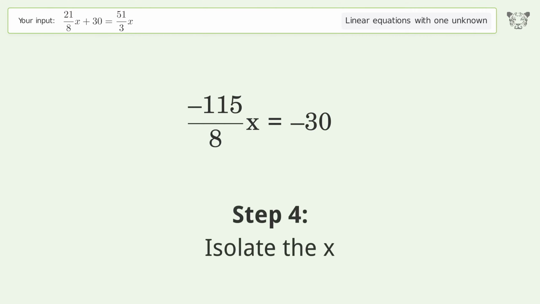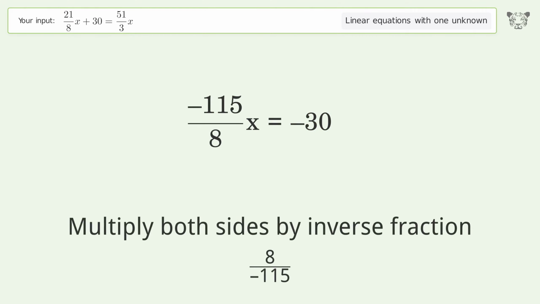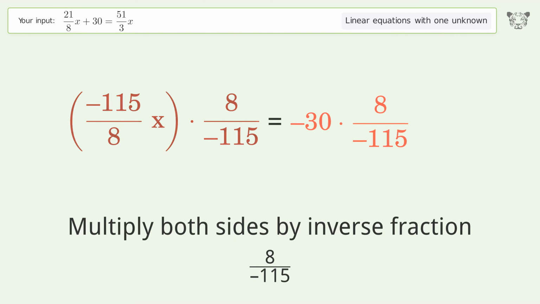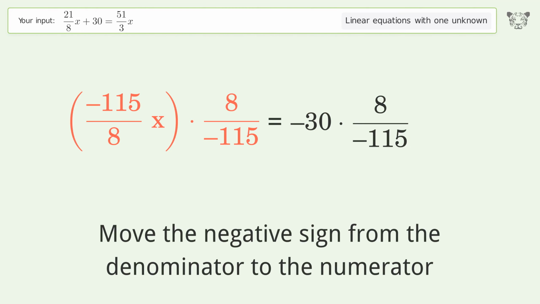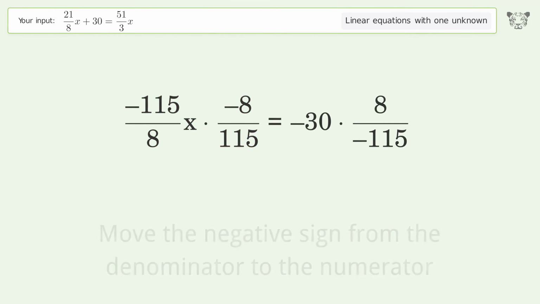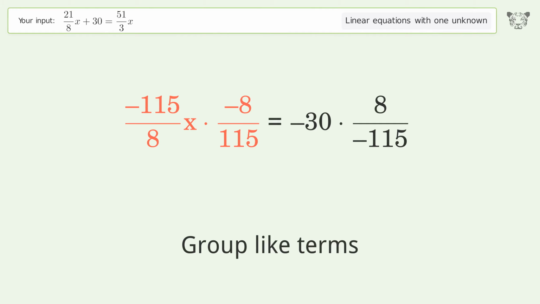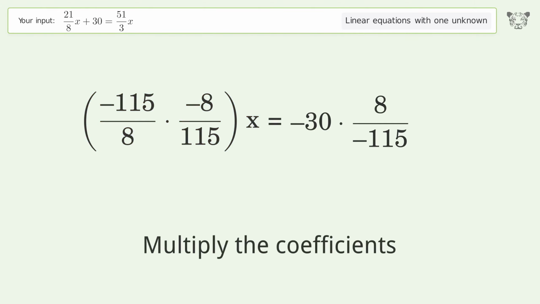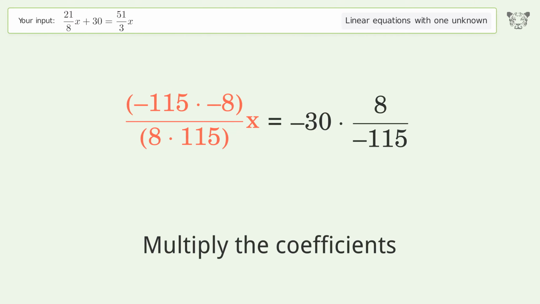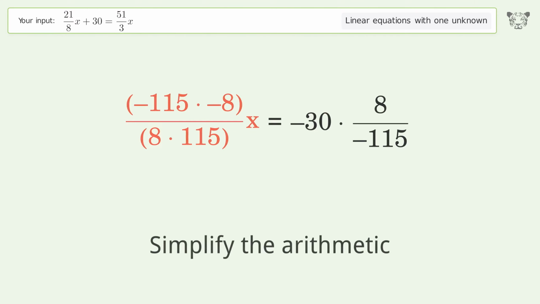Isolate the x. Multiply both sides by inverse fraction 8/-115. Move the negative sign from the denominator to the numerator. Group like terms. Multiply the coefficients. Simplify the arithmetic.